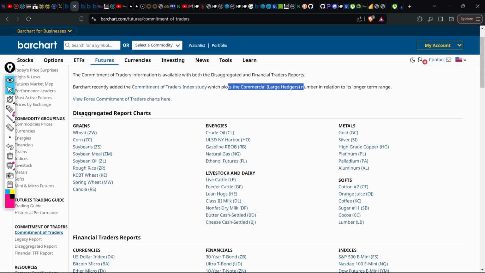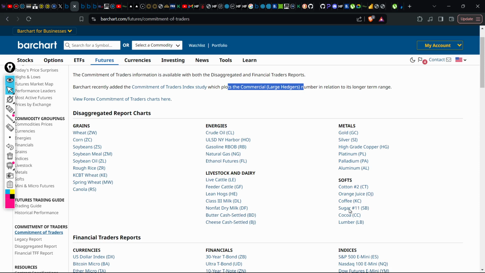So yeah, disaggregated reports chart. So grains, energies, metals, livestock, dairy, softs. You can see these are all agricultural products, energies, and metals, precious metals, right?